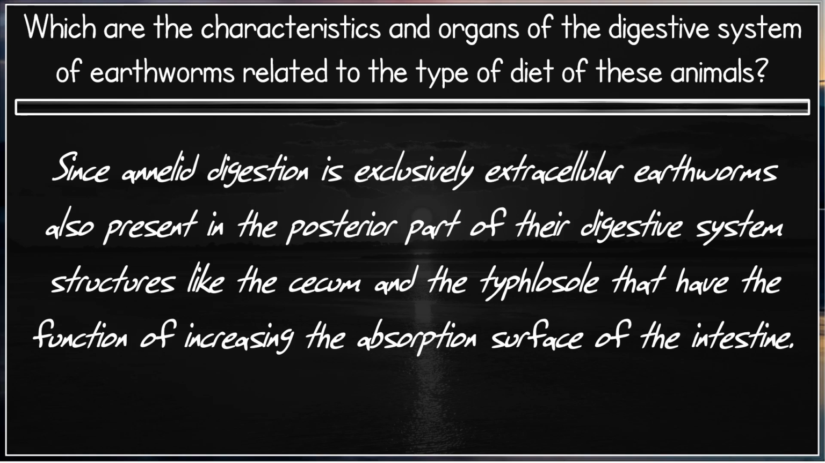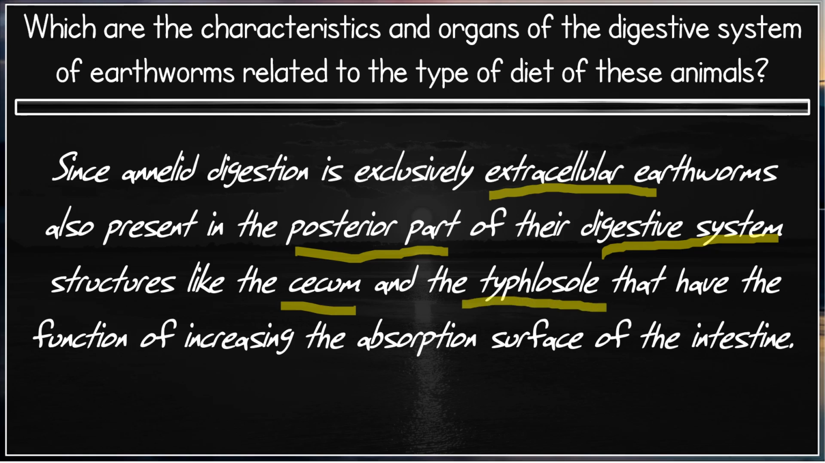Since annelid digestion is exclusively extracellular, earthworms also present, in the posterior part of their digestive system, structures like the cecum and typhlosole that have the function of increasing the absorption surface of the intestine.